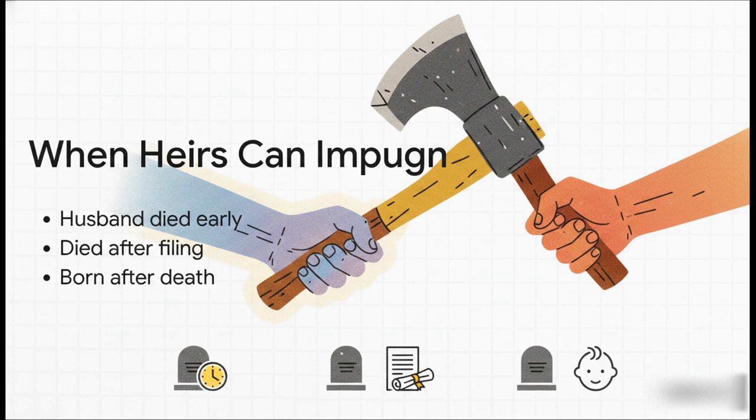Now, who actually gets to wield this axe? Well, this right belongs almost entirely to the husband. Article 171 dictates it only passes to his heirs under 3 very specific scenarios.